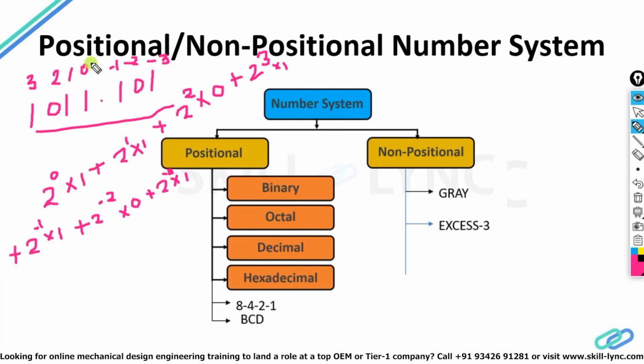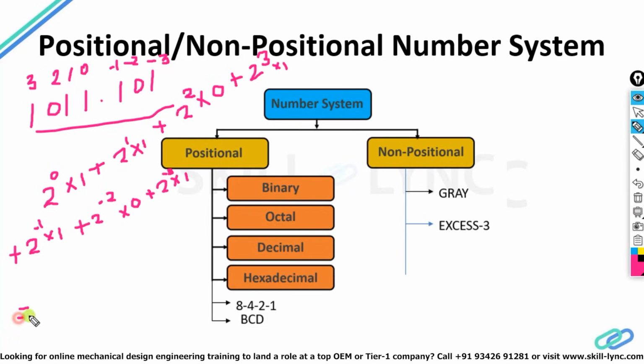In case it is the octal number system, then you will take 8 to power 0. If it is decimal, then you will take 10 to power 0. If it is hexadecimal, then you will take 16 to power 0. So 2 to power 0 into 1 plus 2 to power 1 into 1 plus 2 to power 2 into 0, 2 to power 3 into 1, 2 to power -1 into 1 plus 2 to power -2 into 0 plus 2 to power -3 into 1. After that you can solve it.